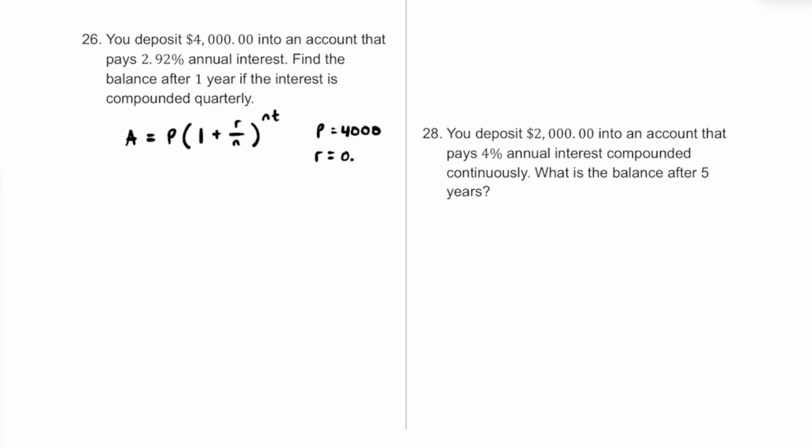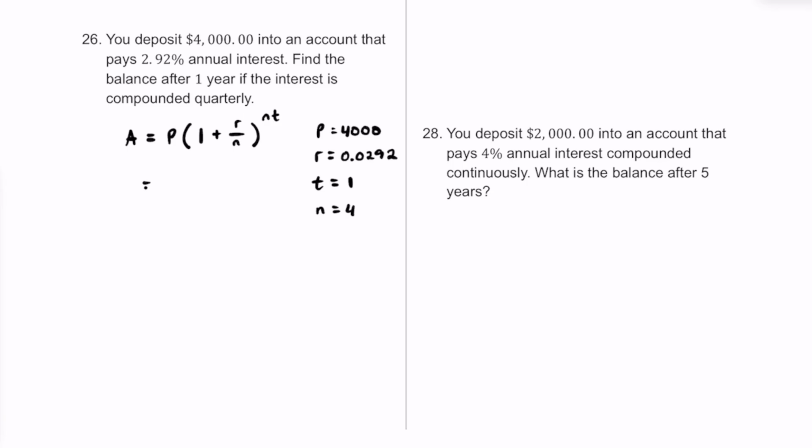So we're going to have 0.0292. That's going to be r. Always turn it into a decimal. For t, we're talking about 1 year, so we're going to say t is equal to 1. And then quarterly, that's how many times it's compounded in a year, so n is going to be 4 because we're compounding 4 times per year with that word quarterly. So let's go ahead and just plug all these values in.